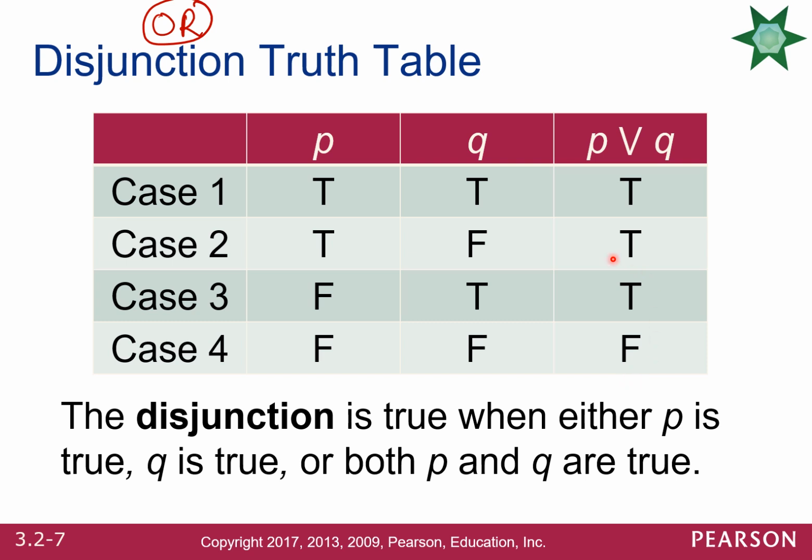All right, so we see over here, unlike with the case of conjunction, as long as one of the statements is true, the overall result is a true. Only when both the statements are false, we get a false for the final conclusion, final answer.